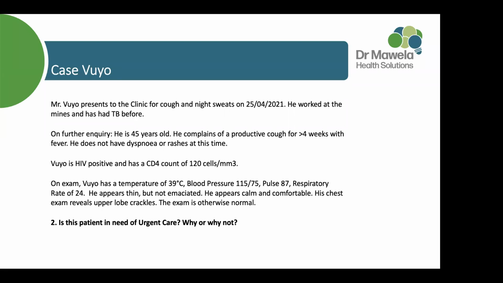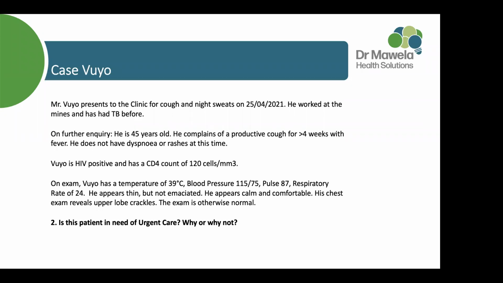or any rashes at this time. He tells you he is HIV positive and his CD4 count is 120 cells. You examine him, you determine that he's got a high temperature, the blood pressure seems normal, the pulse is normal, respiratory rate just, there, 24. He appears thin but not emaciated. He is calm, comfortable. His chest exam reveals upper lobe crackles. Otherwise, everything else is normal.